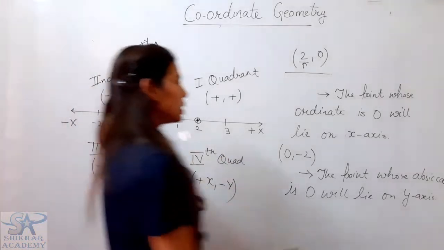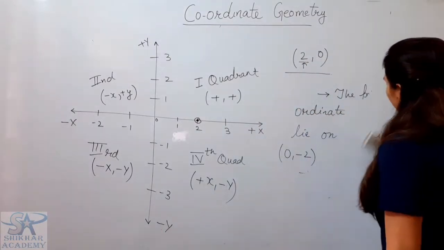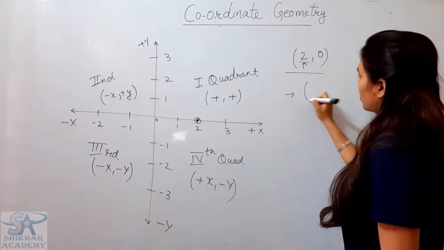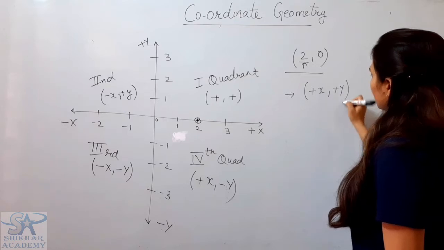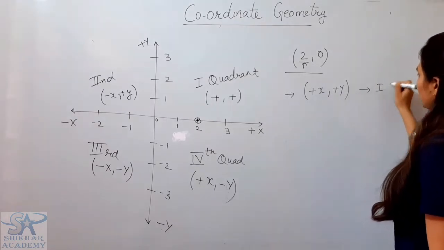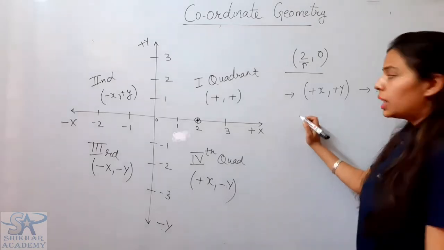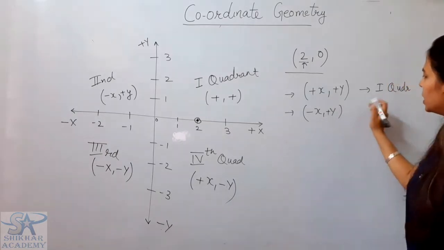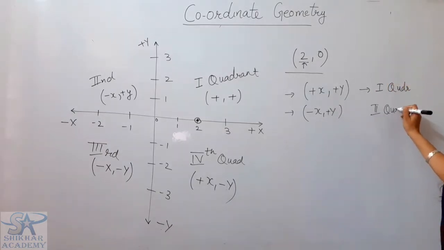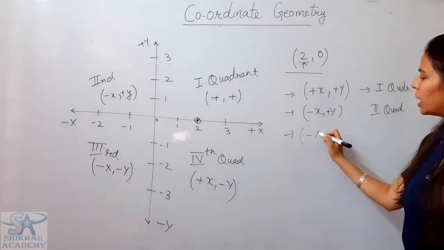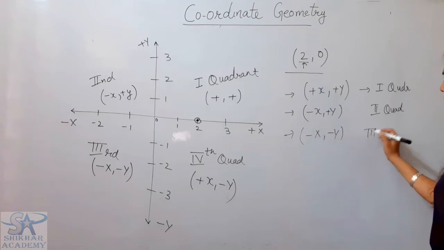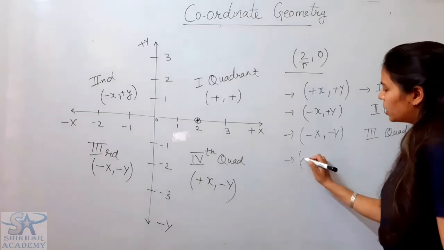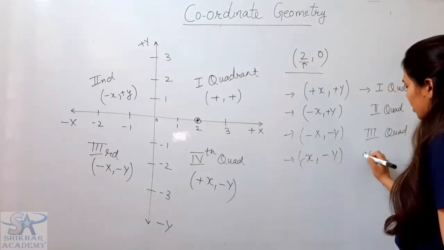So these things we can mention over here. You must note it down because it will be helpful. Positive x, positive y will lie in first quadrant, right? Then negative x, positive y will lie in second quadrant. Both negative will lie in third quadrant. X positive, y negative will lie in fourth quadrant.